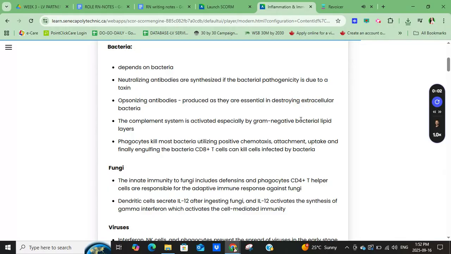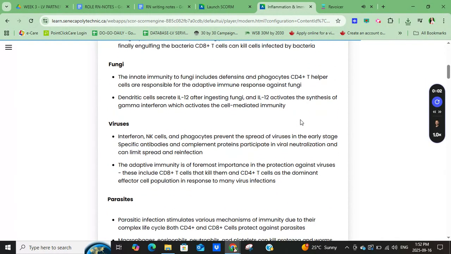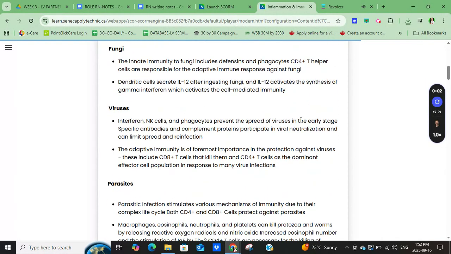Fungi. The innate immunity to fungi includes defensins and phagocytes. CD4+ T helper cells are responsible for the adaptive immune response against fungi. Dendritic cells secrete IL-12 after ingesting fungi, and IL-12 activates the synthesis of gamma interferon, which activates cell-mediated immunity.